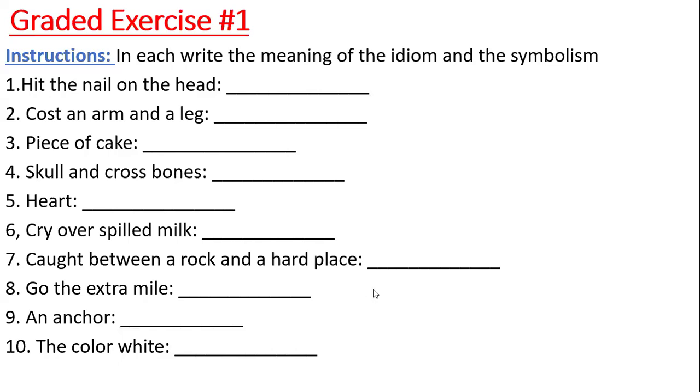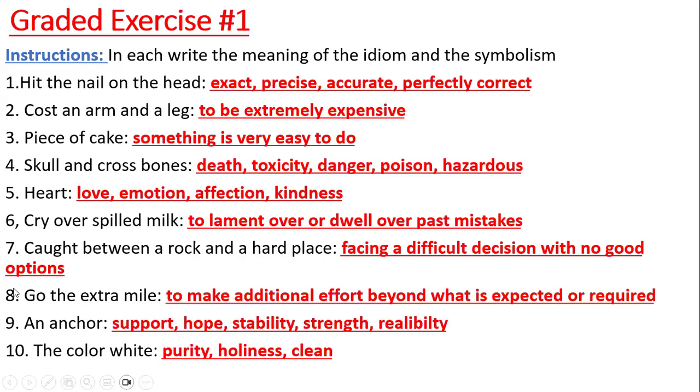I can see it now. Number four, skull and crossbones. What do you have for that? Pirates, danger, or death. Death, toxicity, danger, poison, hazardous. Yeah. For heart, what do you have? I put love. Love and empathy, emotion, affection, kindness.